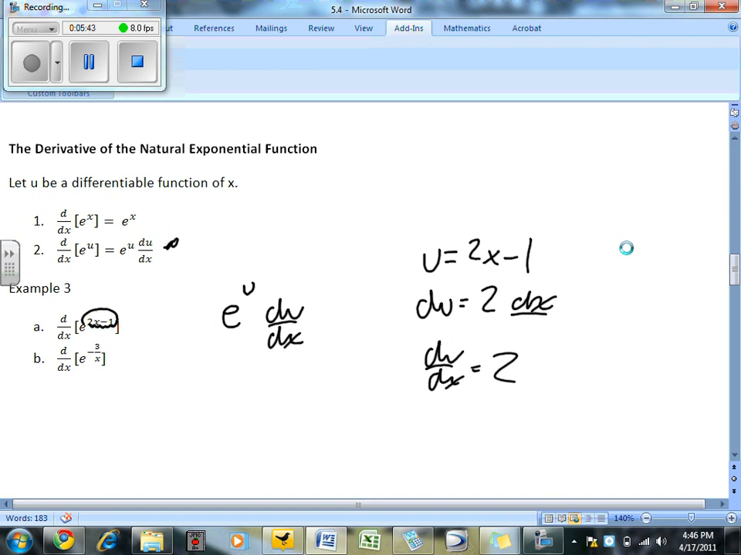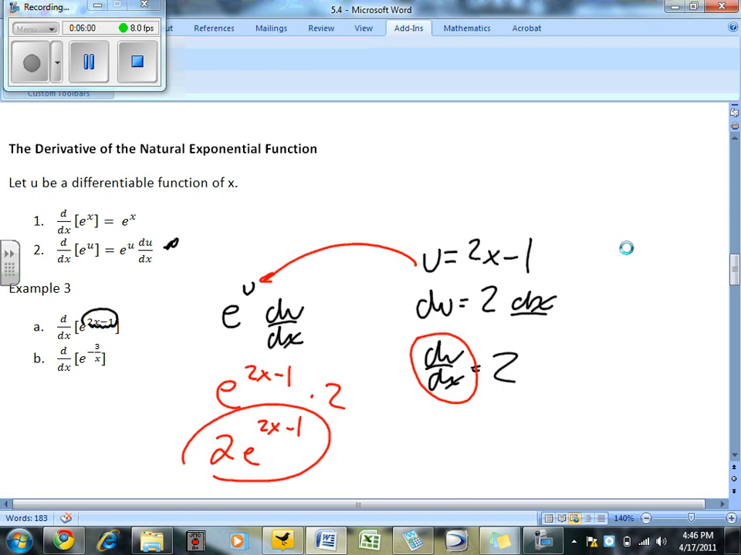So all I need to do is substitute back in. So I get e to the 2x minus 1 because my u comes back in. And then my du dx equals 2, so it needs to be multiplied by 2. Or I could write it as 2 times e to the 2x minus 1 like that. Okay? So there's the derivative of that function.